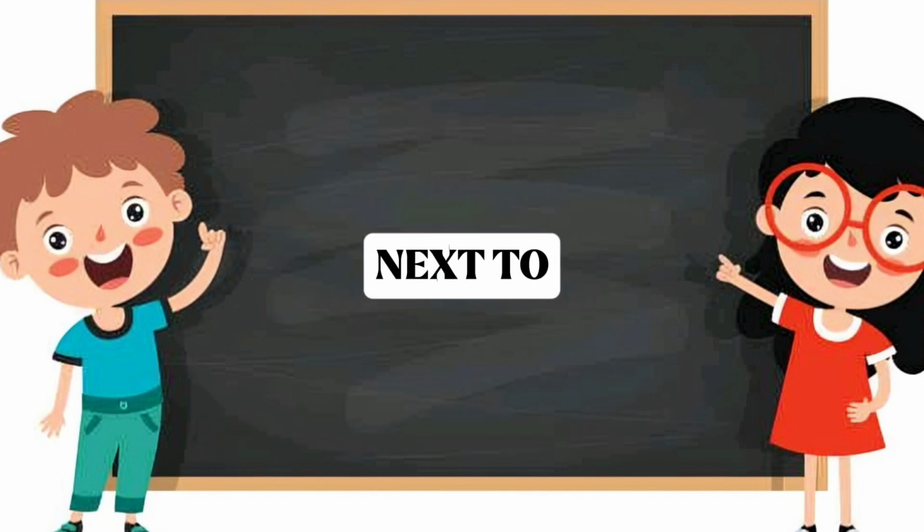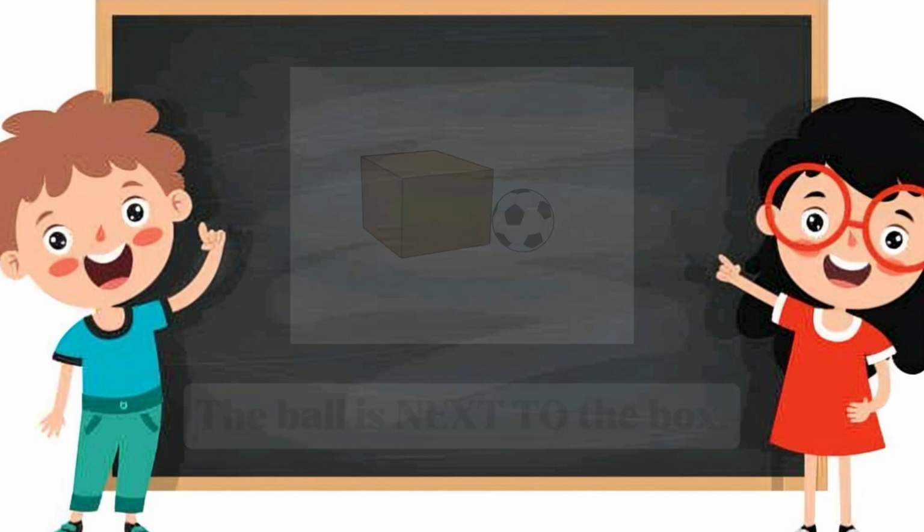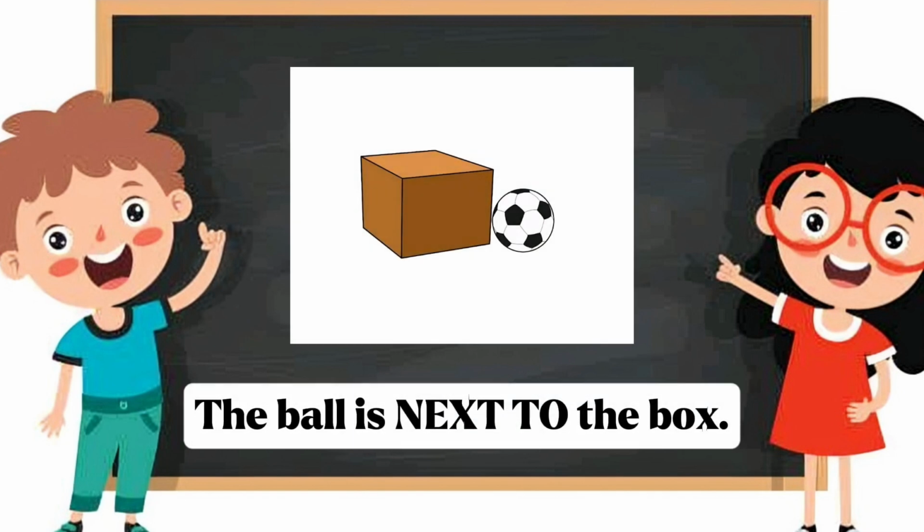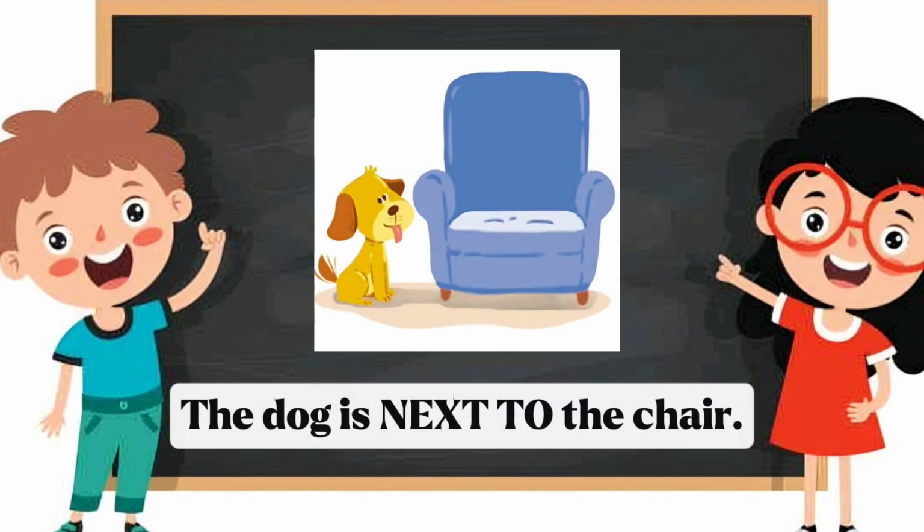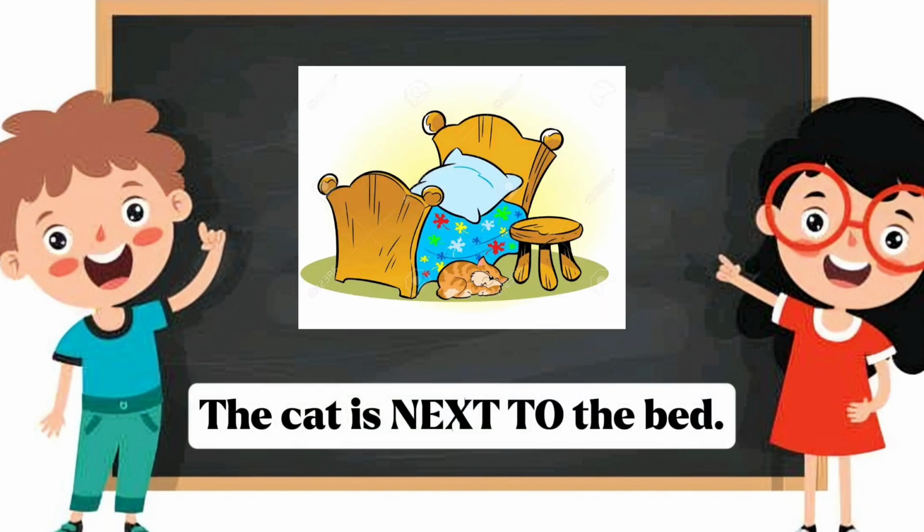Using next to in a sentence. The ball is next to the box. The dog is next to the chair. The cat is next to the bed.